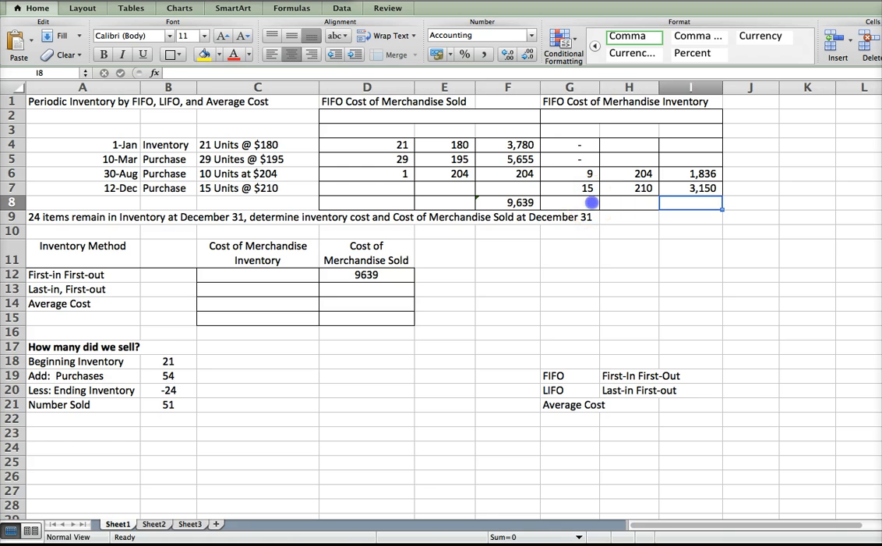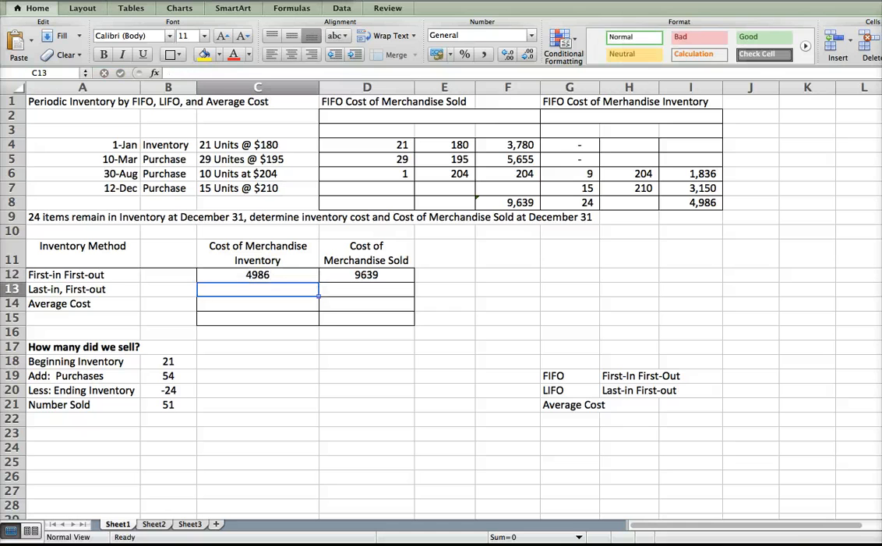Okay, remember that the problem said that at the end I have 24 units of inventory remaining, right? So let's just double check. Am I saying 24? Yes. I'm saying I have 24 units left, and now I need to know the cost. So, actually, I'm just going to come over here and add this. So $4,986 is how much I have left.